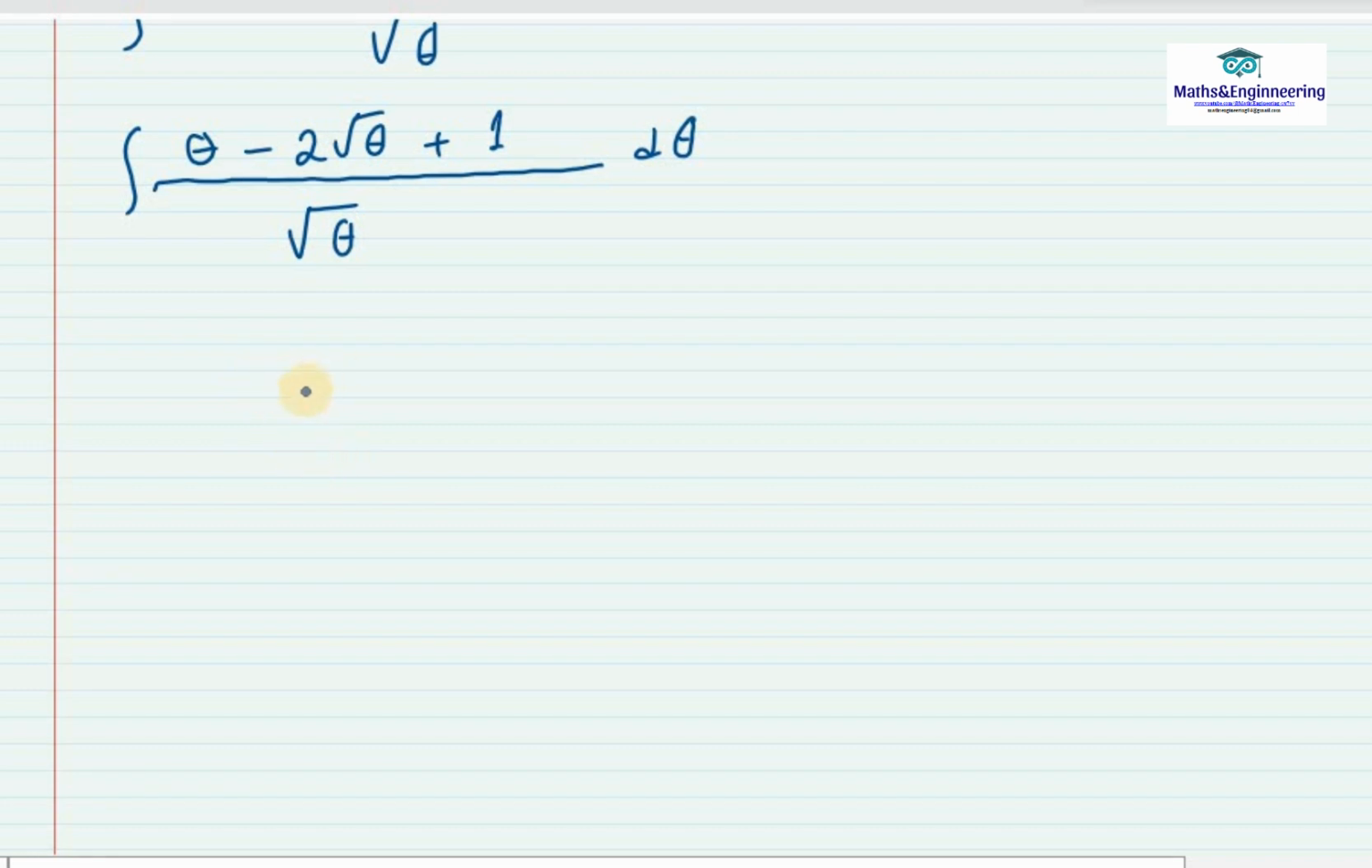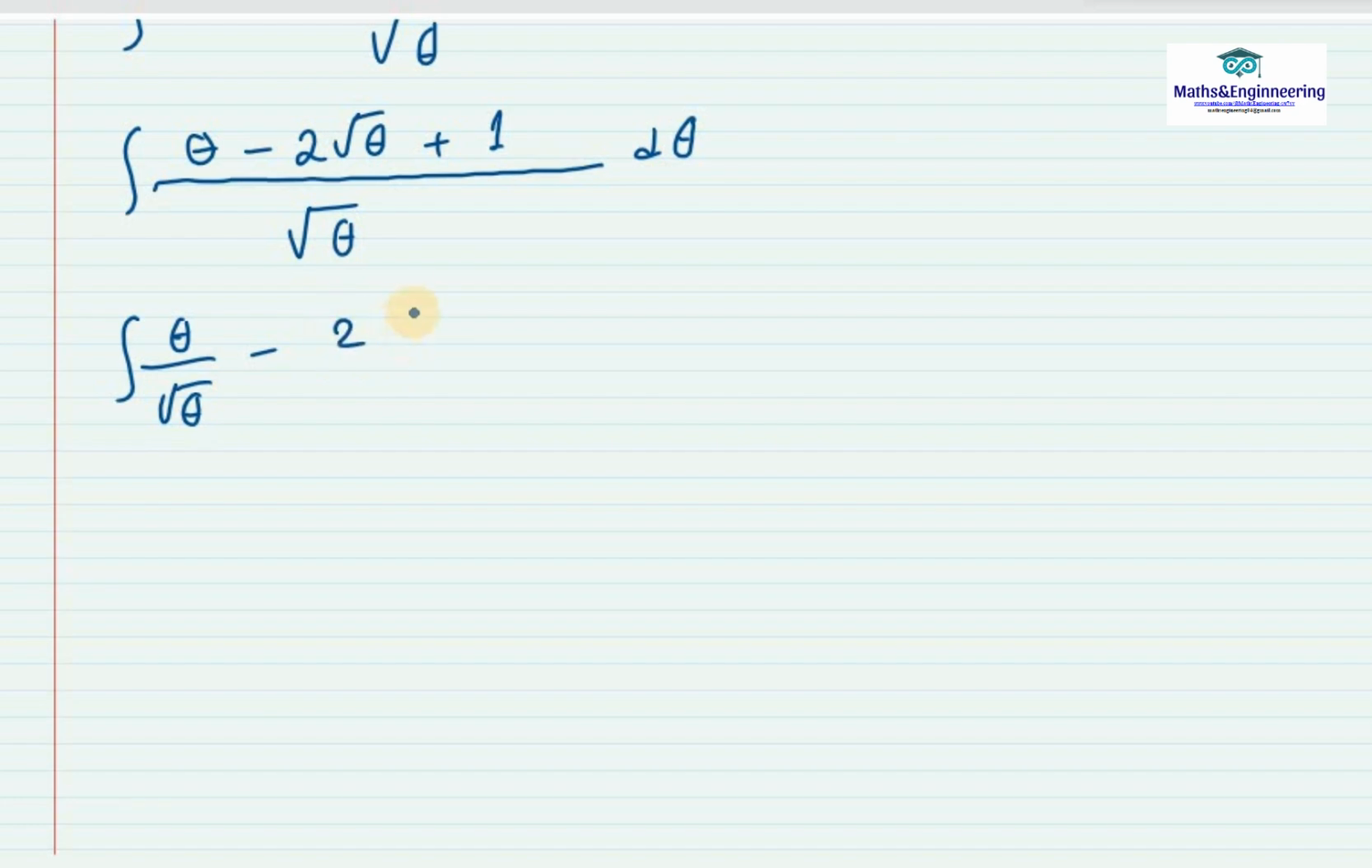Now we will break the LCM. We write theta upon under root theta, minus 2 under root theta over under root theta, plus 1 over under root theta, d theta.